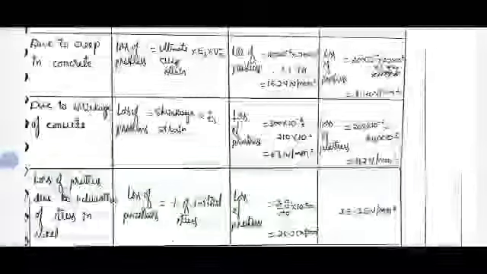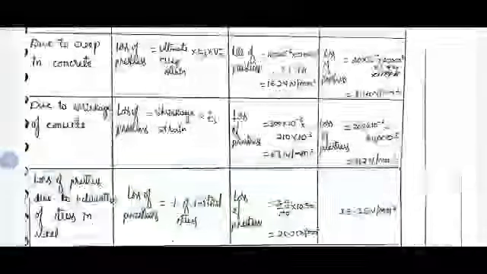Next, loss due to shrinkage of concrete, again it is shrinkage strain into Young's modulus of steel. Again we have different shrinkage strain for pre-tension as well as post-tension. For pre-tension it is 300 into 10 power minus 6 and for post-tension it is 200 into 10 power minus 6. Substitute the values, we will get respective values.